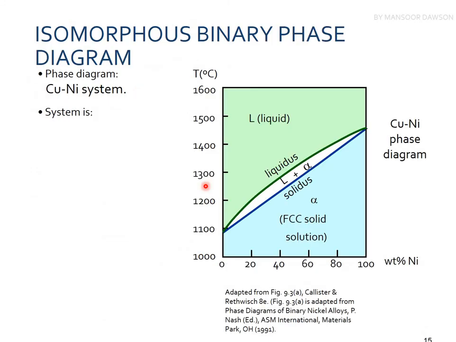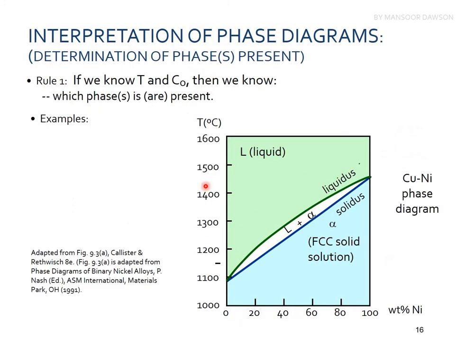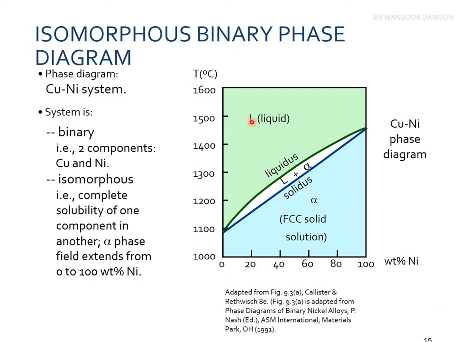Moving on, here we have an isomorphous binary phase diagram. Isomorphous means the same structure; we are getting only FCC over here. This is a binary system, that is two components, copper and nickel. Again, we discussed this earlier. Isomorphous means completely soluble of one component in another, that is the alpha phase. The field extends from 0 to 100% weight nickel. That is in this part, the copper would be completely dissolvable. Sorry, the nickel would be completely dissolvable in the copper phase.